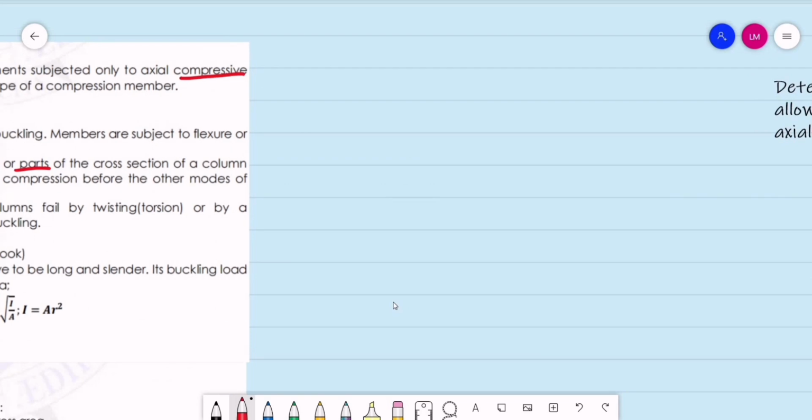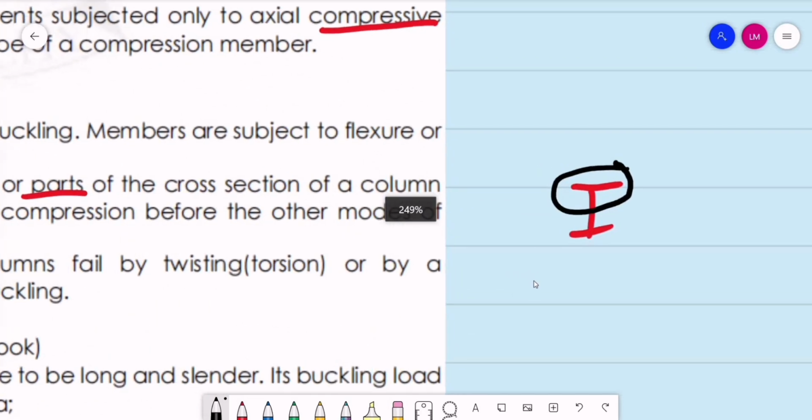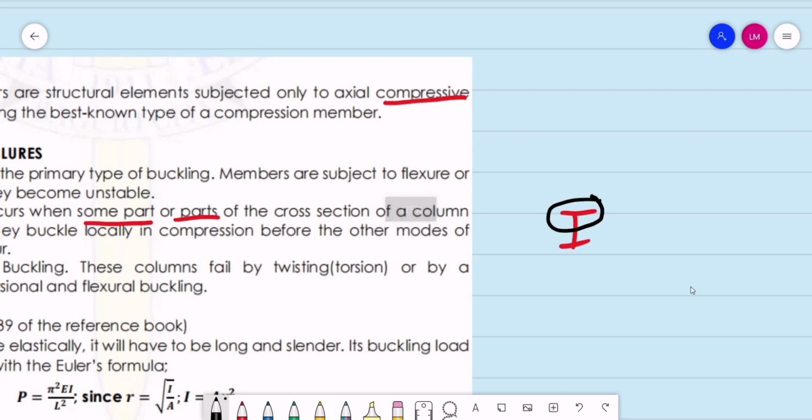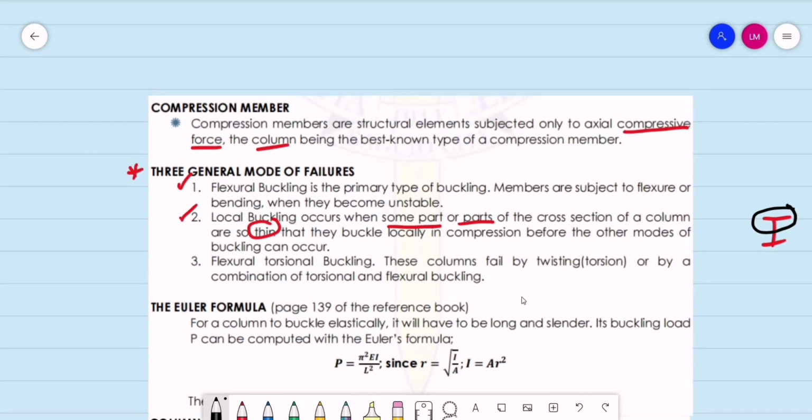So for example, we have this section, a wide flange. If we have a very thin flange thickness, that may be prone to local buckling. So they buckle first before the entire section. Just one example of local buckling.